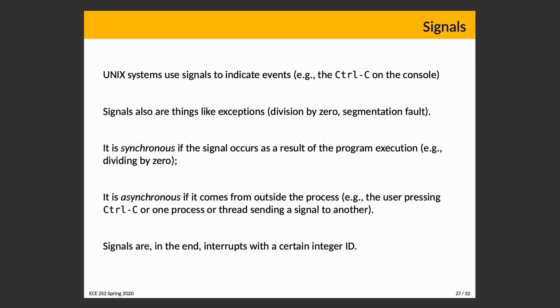It is asynchronous if it comes from outside the process and isn't necessarily associated with a particular line. If during execution I press Control-C, or one process is sending a signal to another, it arrives whenever it arrives, and we might know at what statement this program was executing when the signal arrived, but it's not tied to that line. It just occurred at that moment coincidentally. And signals are in the end really just interrupts with an integer identifier.